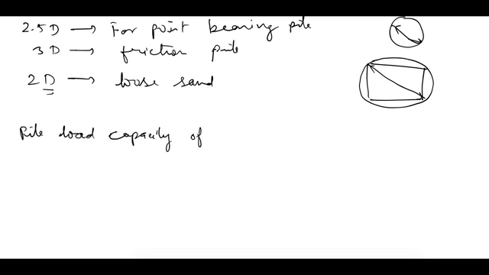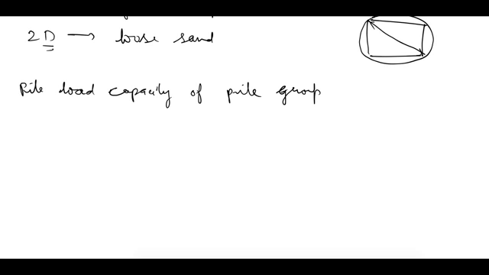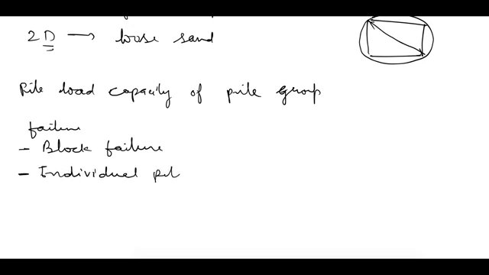Pile load capacity of pile group. So in case of clay soil, let's see first. So this pile group can fail due to two reasons. That means there can be block failure or there can be individual pile failure.